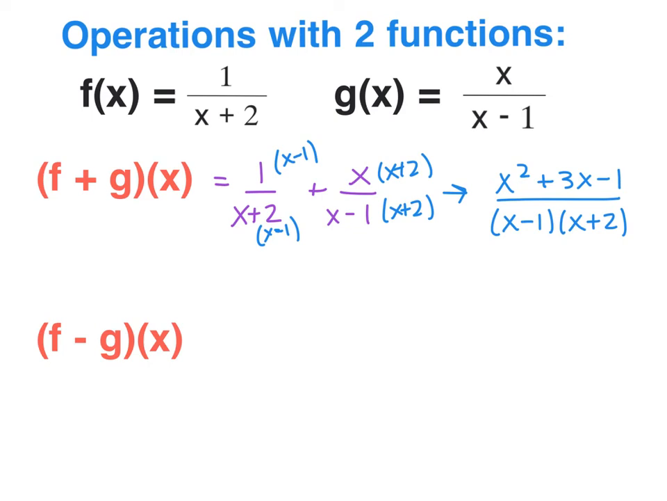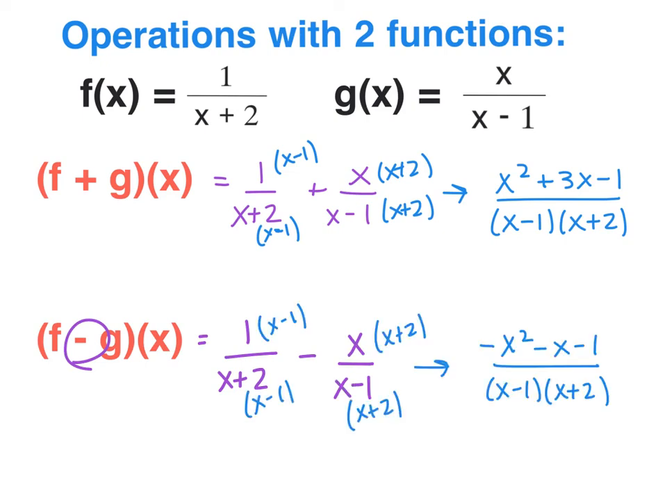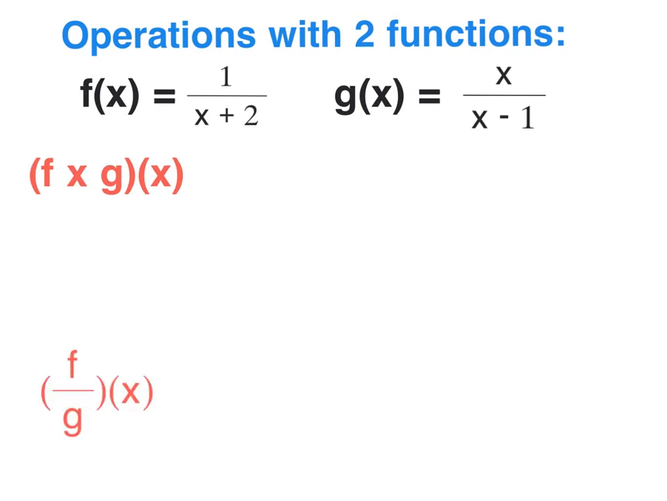So I'm going to also do the same thing here. I'm going to set it up, and you've probably guessed it. It's going to be 1 over x plus 2, but minus my g function, x minus 1. So I'm going to do the same thing, solve it out, and this is what I get here.